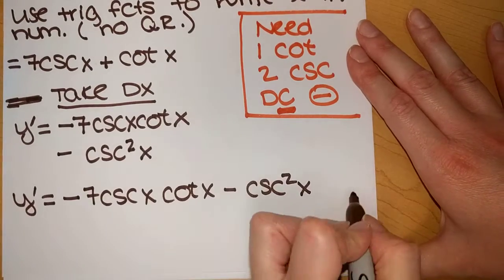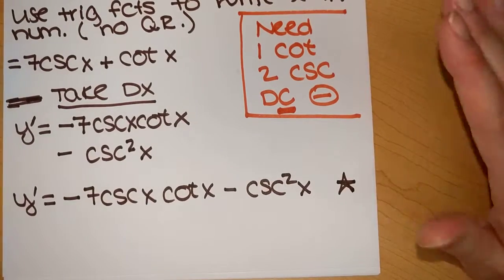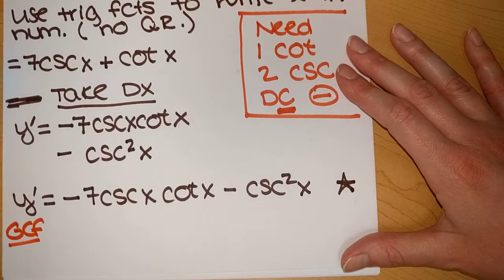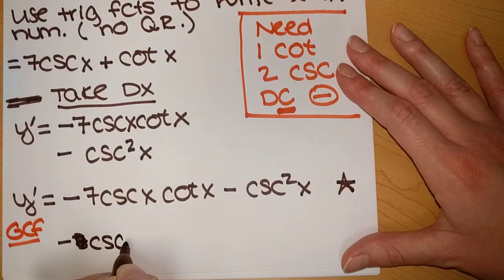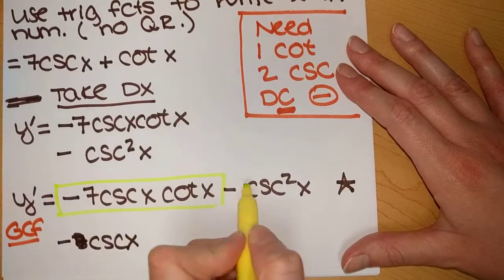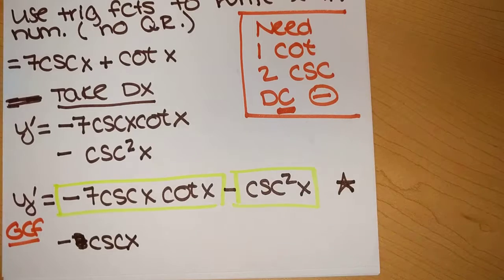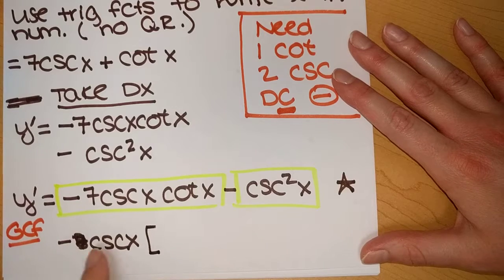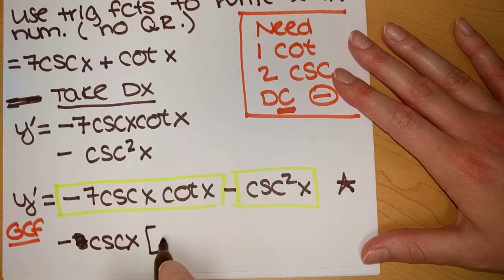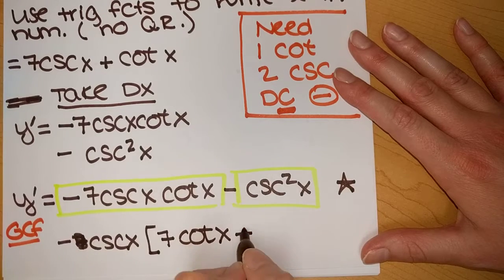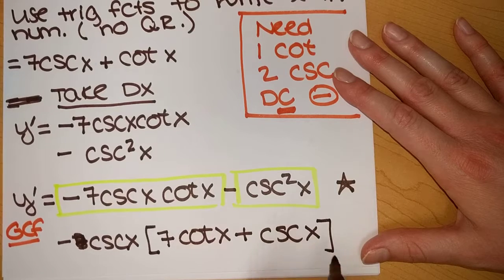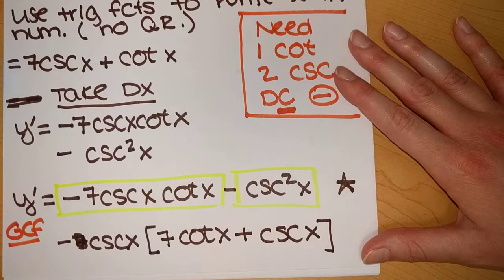Now, for completeness, if you write this on your test, that's fine. It is important to recognize that there is a GCF here that you could factor out. There is a negative cosecant x in both of these terms. If you look at both terms, you see that you do have a negative sign and a cosecant that you could factor out. So if you wanted to factor out the GCF, you would be left with negative cosecant x times 7 cotangent x, and then this negative is coming out in front, so it would be plus cosecant x. That would be another equivalent representation of your derivative.